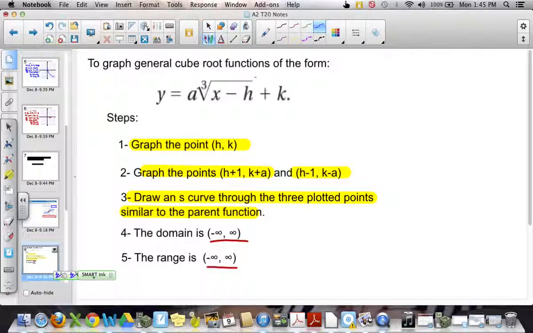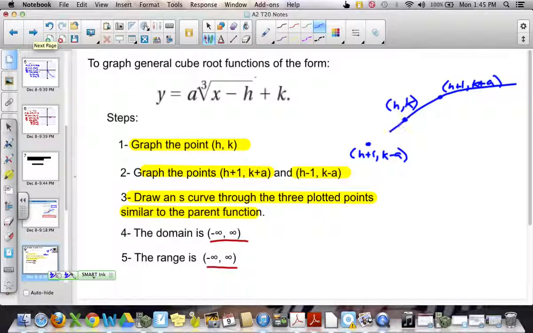So, plot that (h, k), that's going to be the center point. Then we go 1 to the right, so h plus 1, and up a. So it'll be (h plus 1, k plus a). Then you go 1 to the left and down a. So that point will be (h minus 1, k minus a). You have those 3 points, and then you draw that stretched out S curve. Every cube root function is going to have that same basic shape.